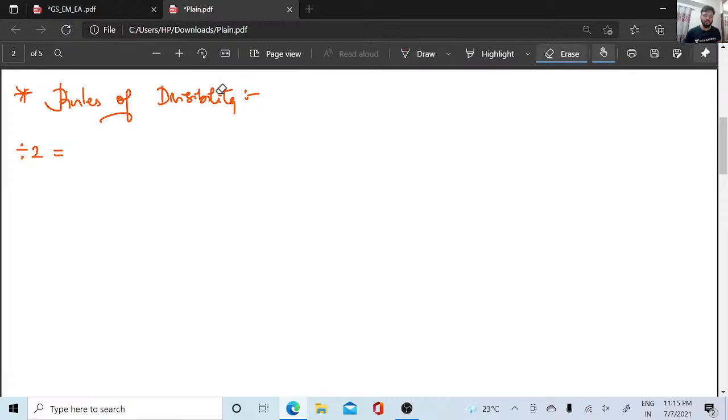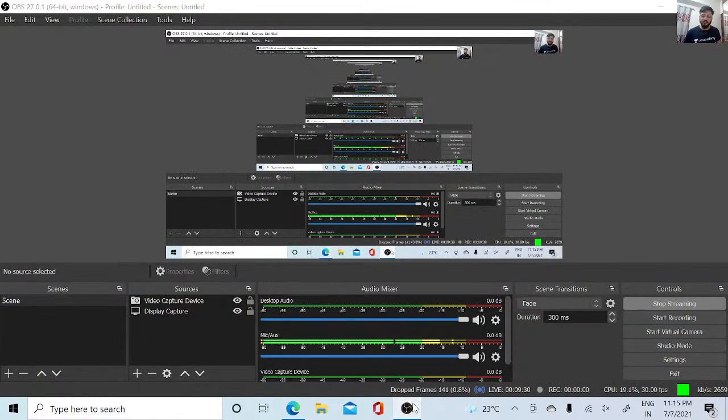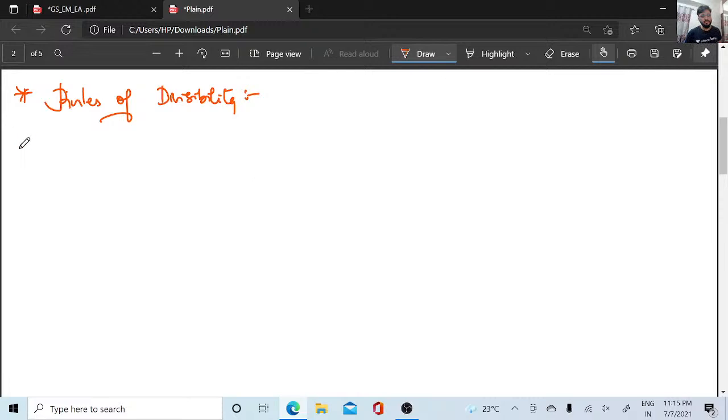Let me just erase this, because this will give a different meaning if I write it as divided by 2. How shall you find out the numbers which are divisible by 2? How shall I find out whether the given number x is divisible by 2?